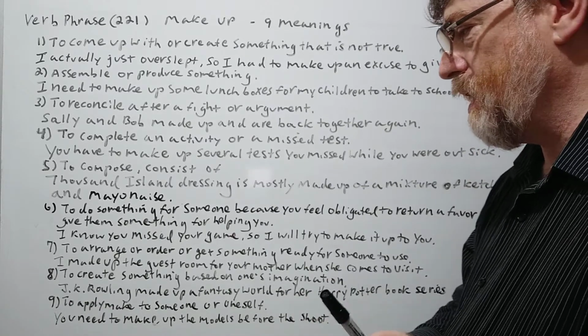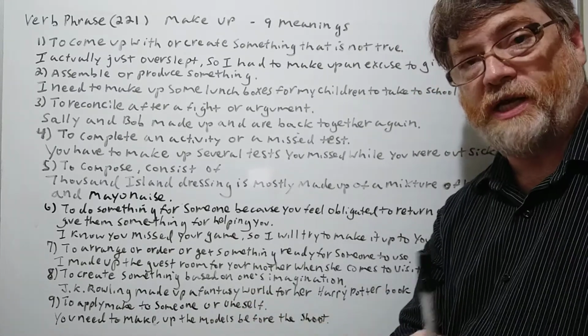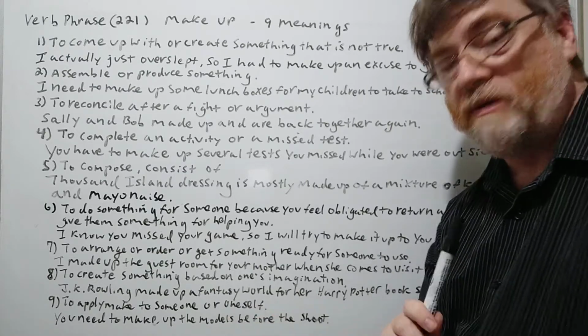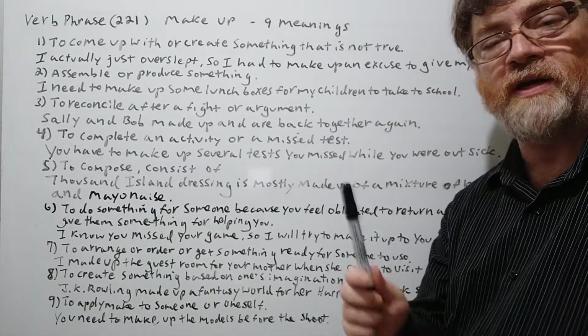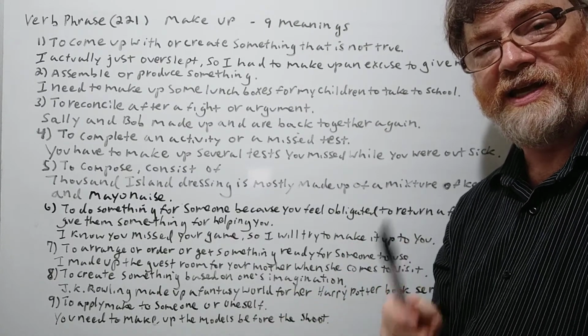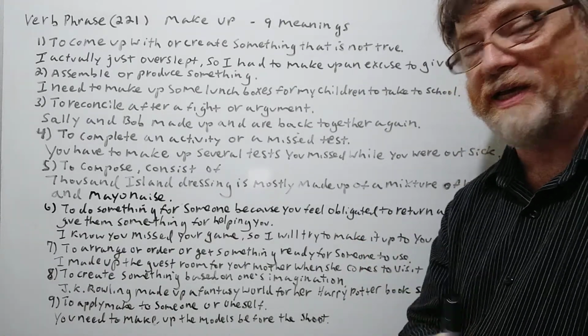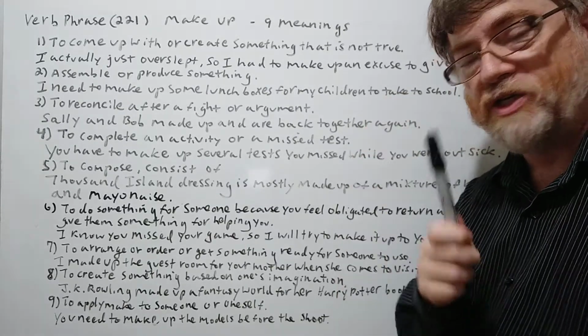Okay, number 8, to create something based on one's imagination. Yes. J.K. Rowling made up a fantasy world for her Harry Potter series, a fantasy world where there's a lot of children wizards and there's a school to learn how to be a witch or something like that. Yes, that's a fantasy world. So she made that up from her imagination.